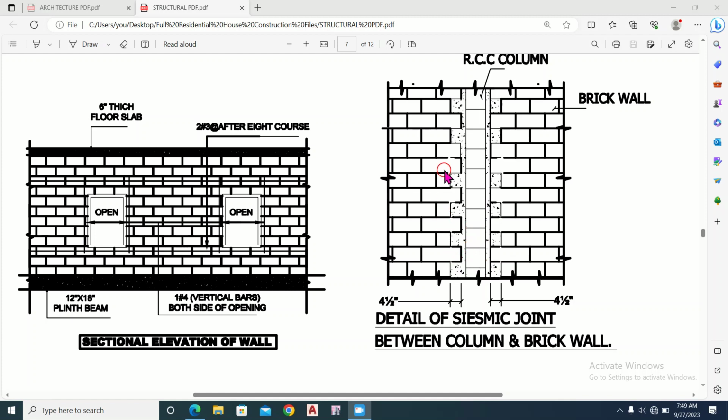Once the brick wall has been completed till this level, till the lintel beam level or the slab level, then we have to fill the column. But once we construct the brick wall, we have to provide these tooth type connections. So once we fill the column, the concrete will fill these tooth type gaps, and will make a good bond between the bricks and the column concrete.